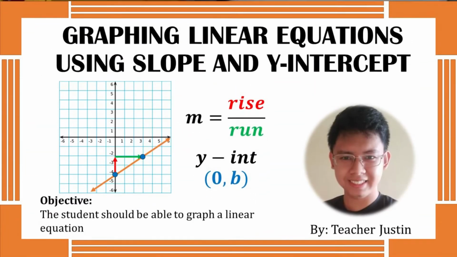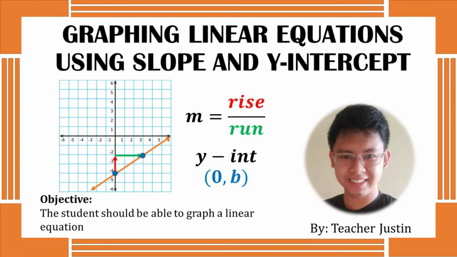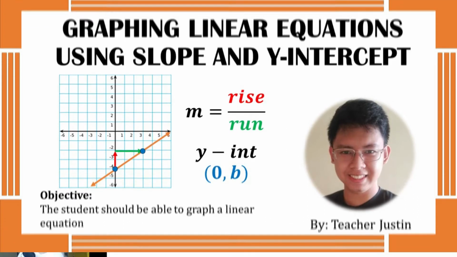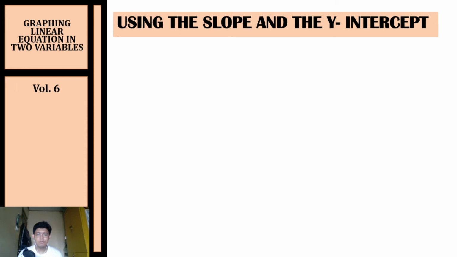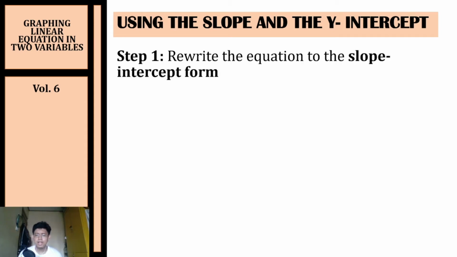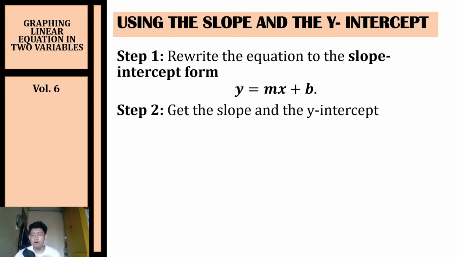On today's topic, we're going to talk about graphing linear equations using the slope and the y-intercept. Here are the steps in graphing a linear equation in two variables using the slope and the y-intercept. First step is to rewrite our equation to slope-intercept form. The slope-intercept form is y is equal to mx plus b. Second step is to get the slope and the y-intercept.